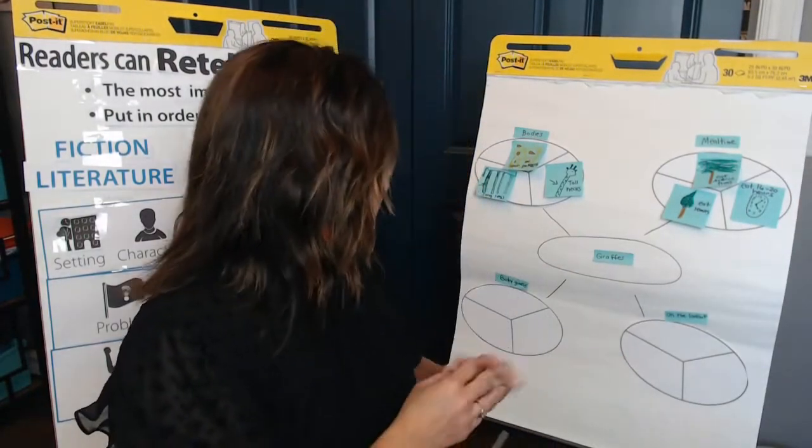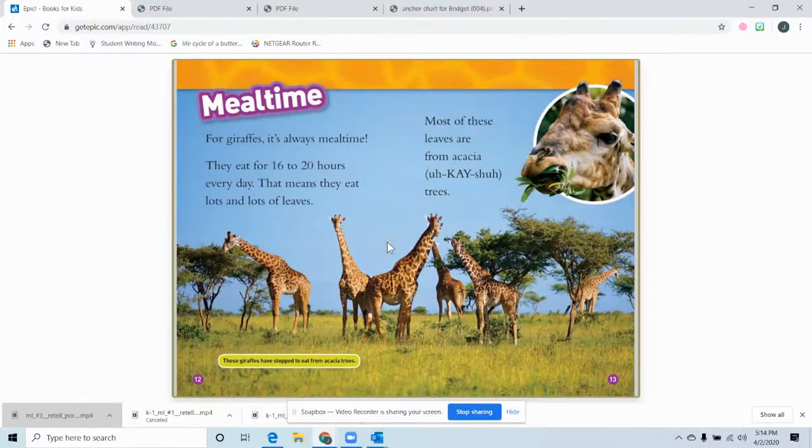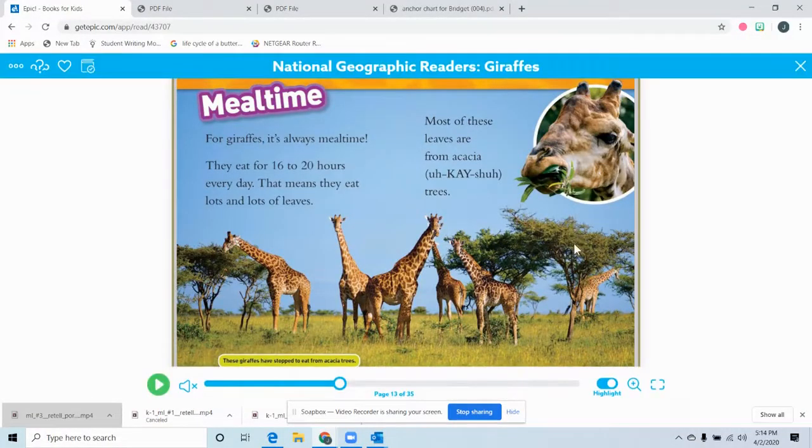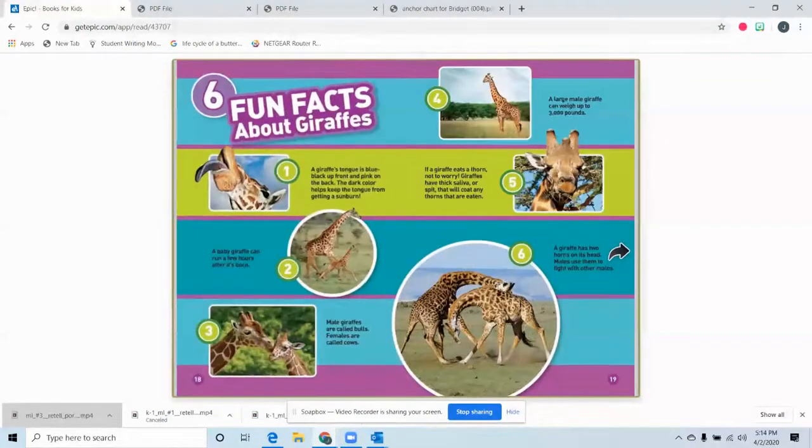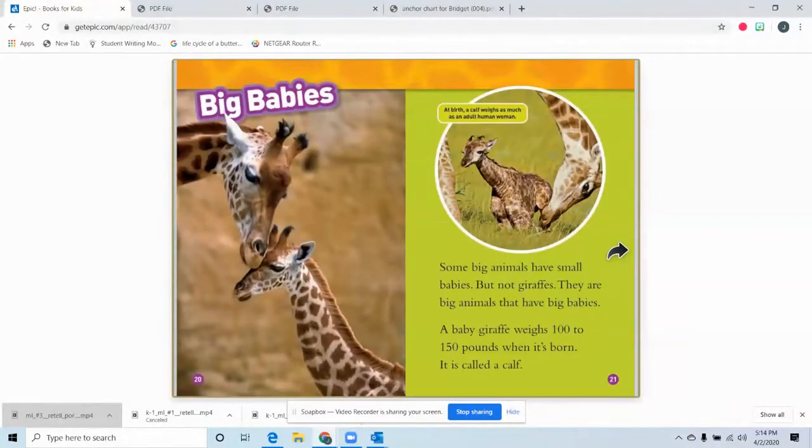So now I want your help on baby giraffes. So I'm going to skip to the baby giraffe section and I'll read it aloud to you and then I'll let you think about what details we could pull out for the baby giraffe oval. Big babies. At birth, a calf weighs as much as an adult human woman. Some big animals have small babies, but not giraffes. They are big animals that have big babies. A baby giraffe weighs 100 to 150 pounds when it's born.